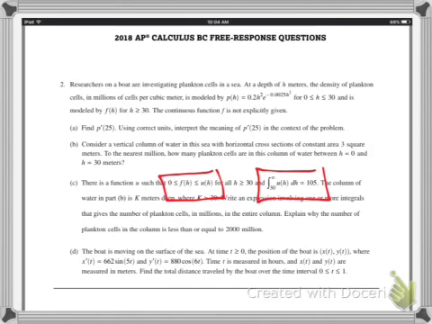And then part D says the boat is moving on the surface of the sea. At time t greater than or equal to 0, the position of the boat is x of t comma y of t, where x prime is that expression and y prime is that expression. Time t is measured in hours, x and y of t are measured in meters. Find the total distance traveled by the boat on the time interval from 0 to 1.